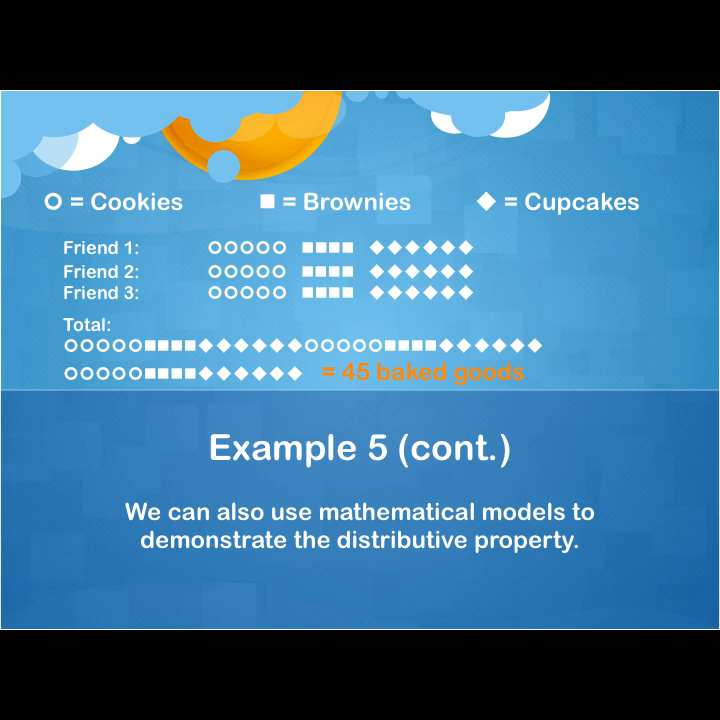We can also use models to represent this problem. Here the circles represent cookies, the squares brownies, and the diamonds are cupcakes. As you can see, each friend was given the proper amount of baked goods. Then we can simply count the total number of baked goods and come up with an answer of 45.